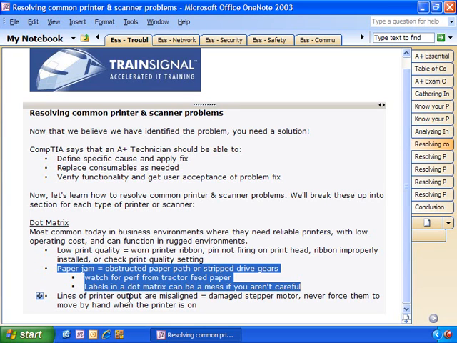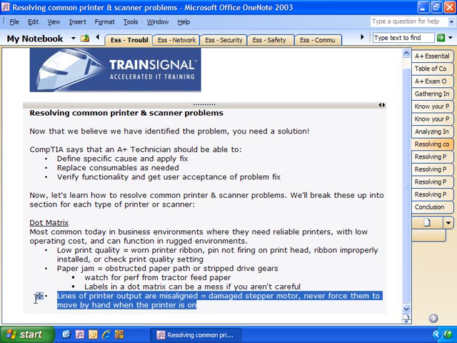So also be careful about labels in dot matrix printers. They can be a real mess if you aren't careful. Then there's lines of printer output being misaligned. This is caused by a damaged stepper motor. You should never force the gears of the printer to move by hand when the printer's on. This can seriously damage the stepper motor.